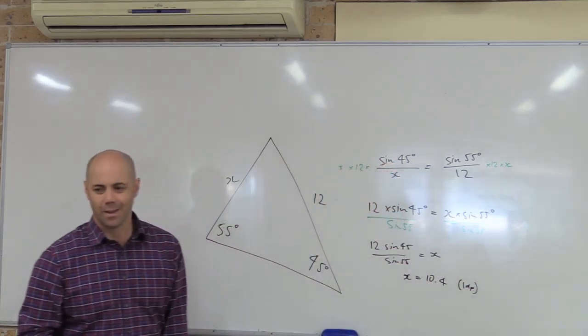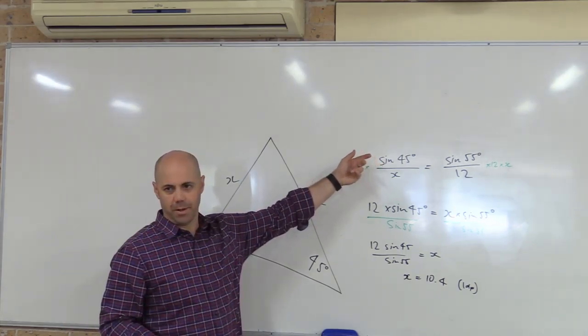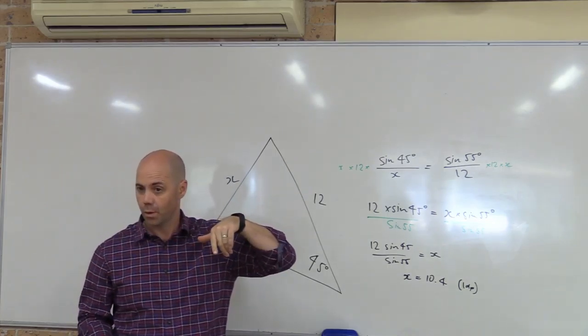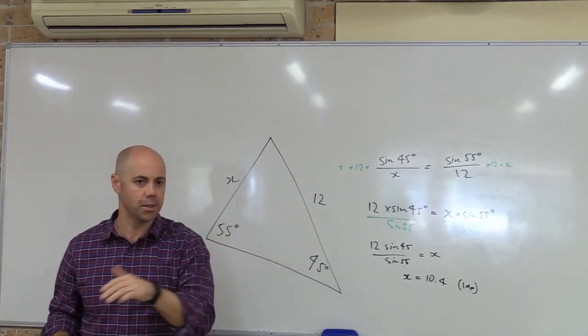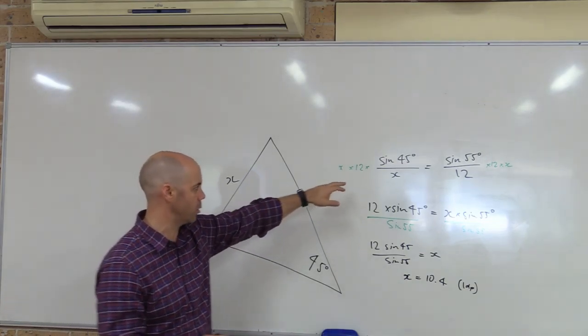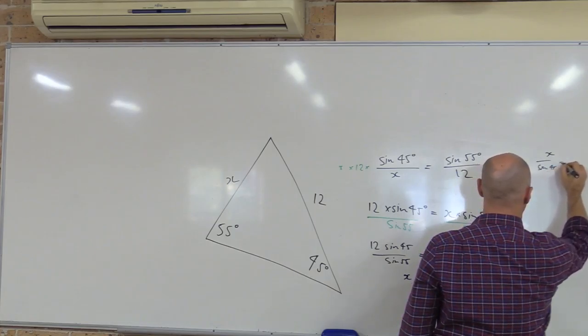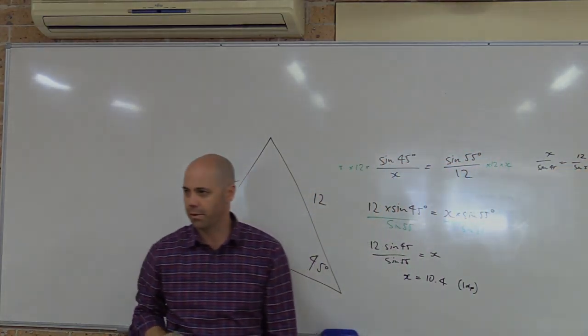Okay. Now some of you may recognise that if I'd actually written this the other way around, it would have been actually a bit easier to do. You can write the sides on top, or the angles on top, but as long as you are consistent in the way you use them. So in this one, I could have actually started from the beginning and said x over sine 45 equals 12 over sine 55, and that actually might have been easier to start with.